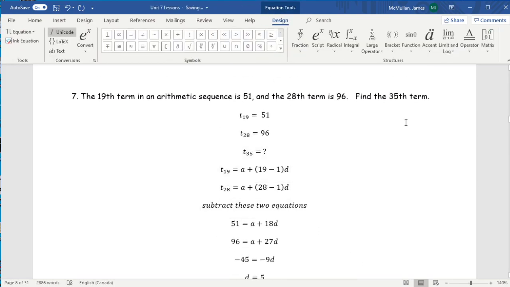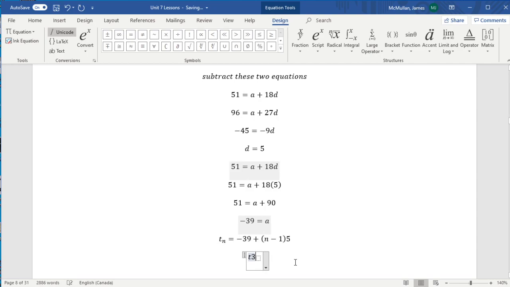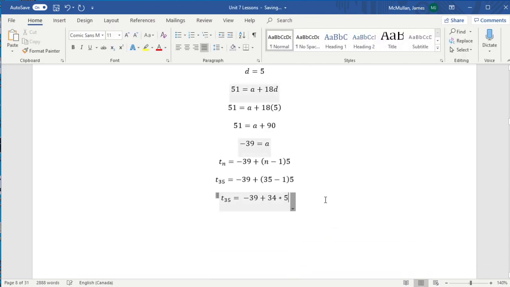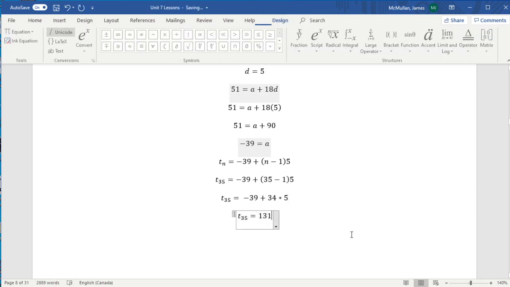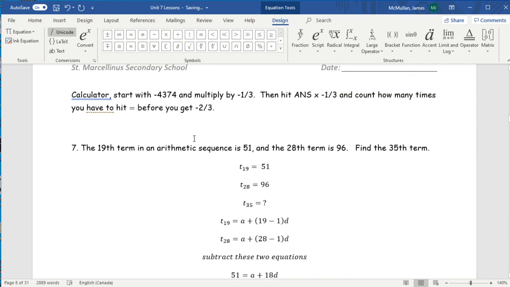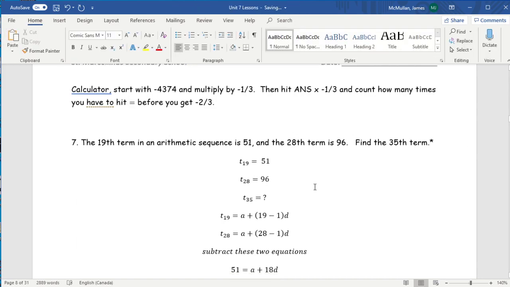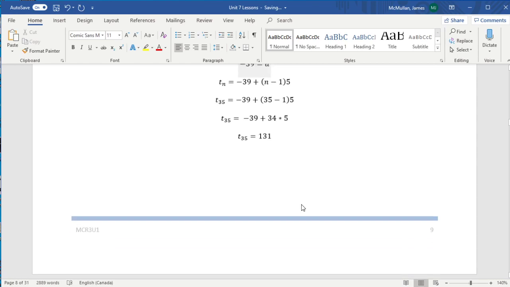So when I want to get term 35, it's negative 39 plus 35 minus 1 times 5. So negative 39 plus 34 times 5. 34 times 5 is 170. So term 35 would be 131. Okay, and that would be your answer for that one. That's a really good question. I think that's a good one to give a try. Go over it again and see if you can do it.